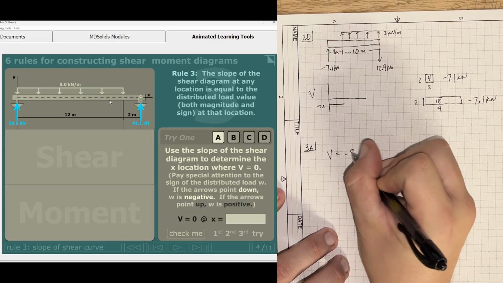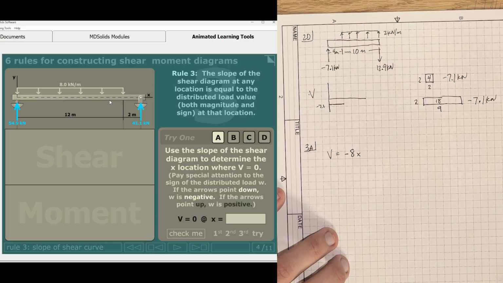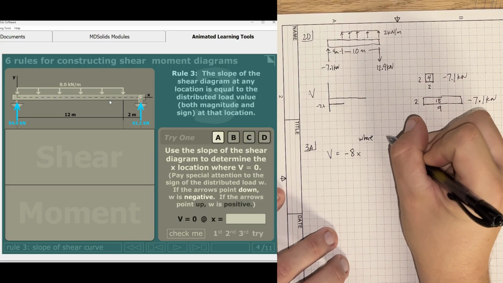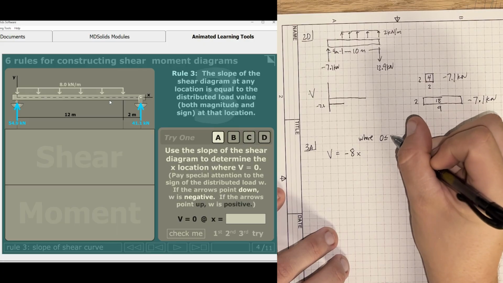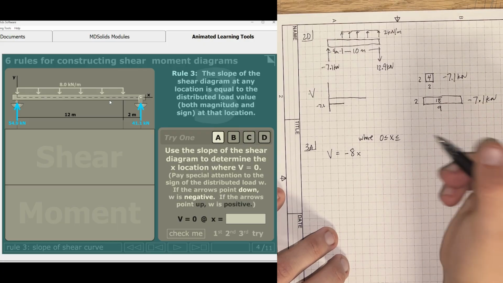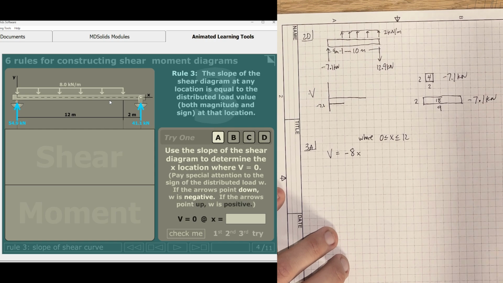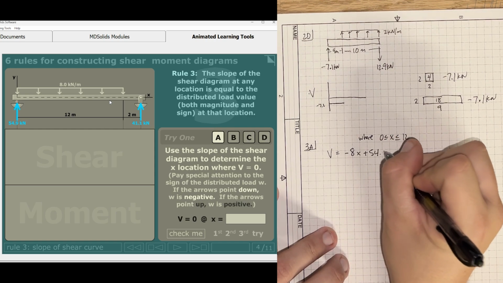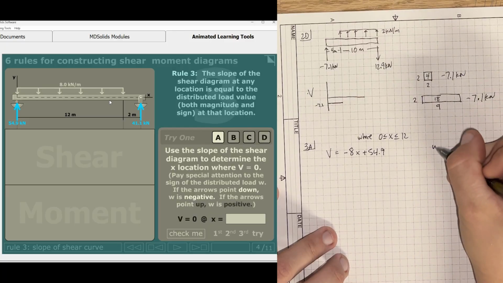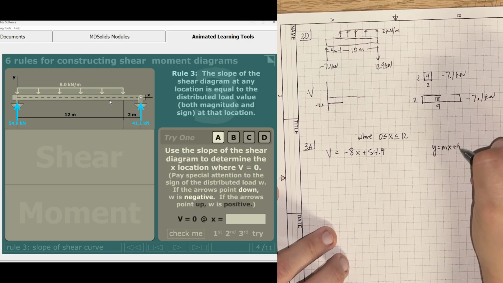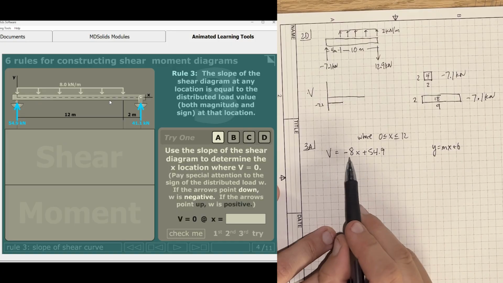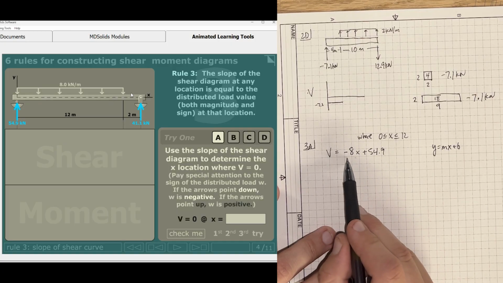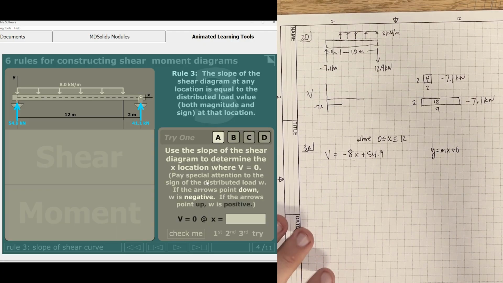V is equal to negative 8 times X, where X must be greater than or equal to 0 and less than or equal to 12 meters, plus that 54.9 kilonewtons. Just as we were saying, if this is the equation of a line, y equals mx plus b, this is our b, our y-intercept, this is the slope right here, and this is the value of x that we can plug in.